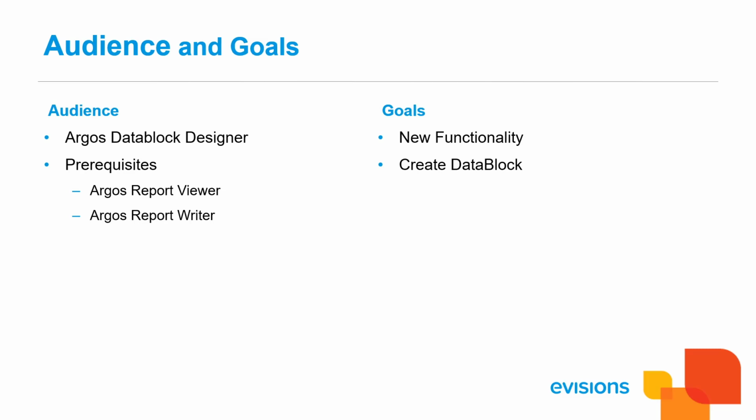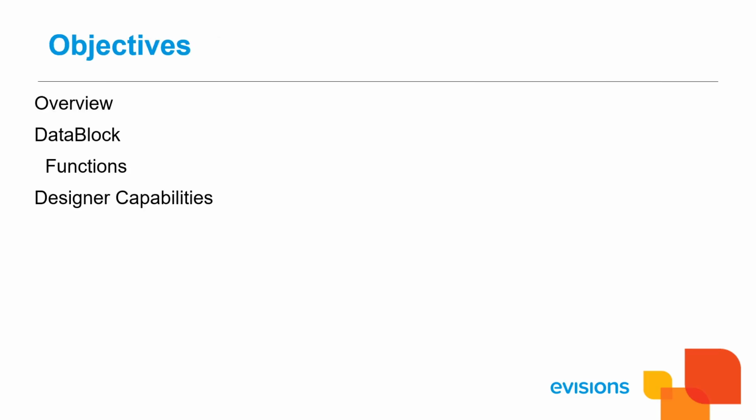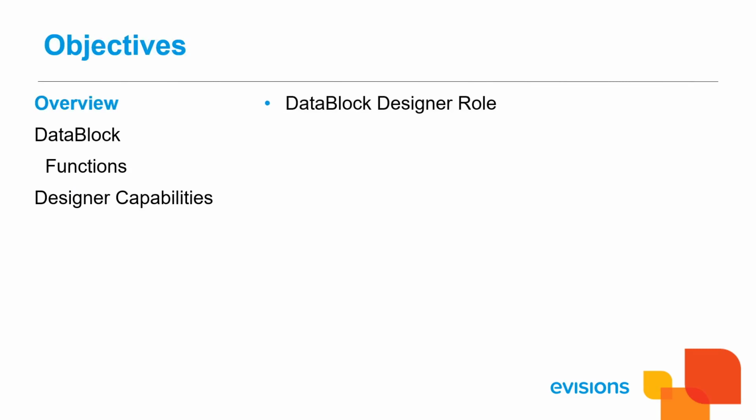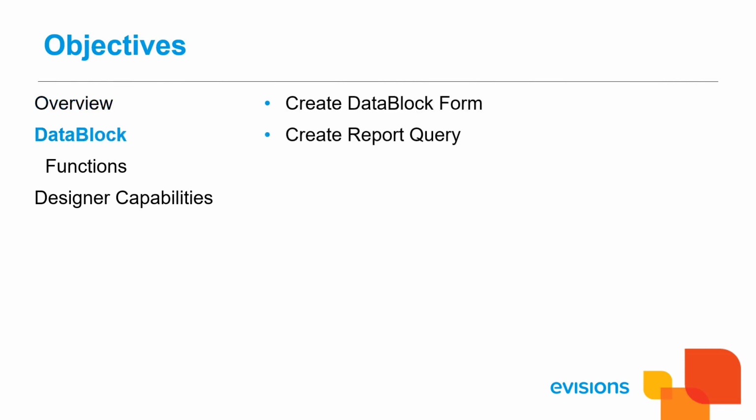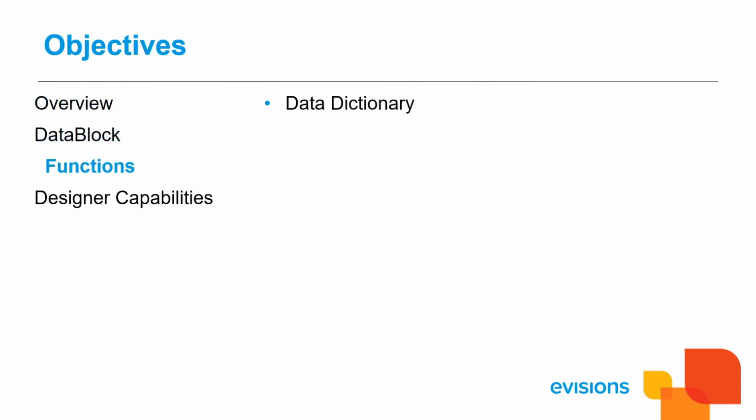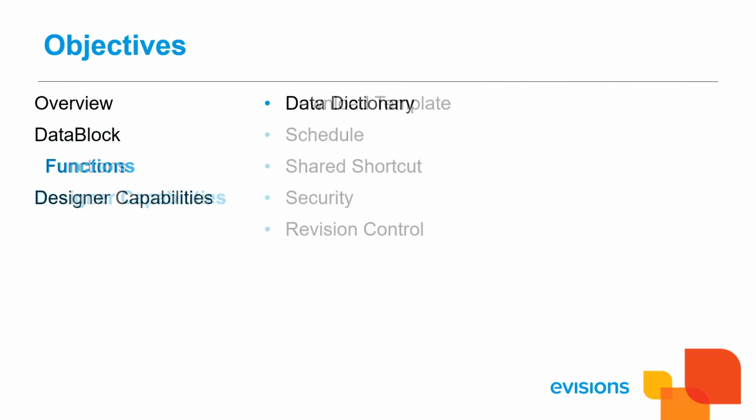The goal of this training is to demonstrate the functionality available as a DataBlock designer and how to create a data block. We'll be covering the following objectives in this training. We will review what the designer role is. We will create a data block with a form on the dashboard and a report query. We will discuss the functions available within a data block. We will also discuss the capabilities available as a designer.